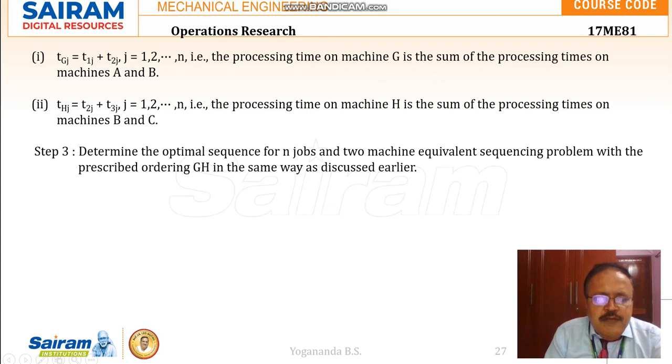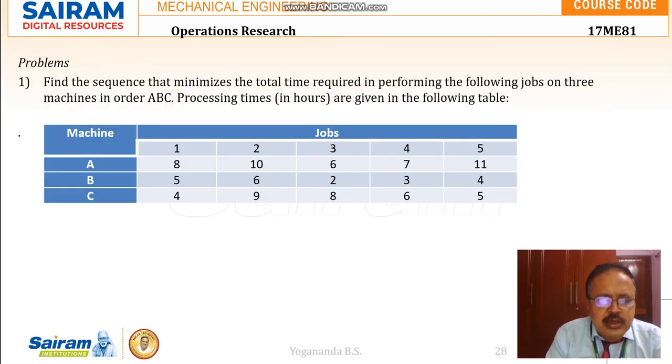Now we follow Johnson's algorithm as usual to determine the optimal sequence for n number of jobs, as discussed in the earlier case. Now we'll proceed to the numerical. Find a sequence which minimizes the total time required to complete all the given 5 jobs on the 3 machines A, B and C in the order A, B, C. The processing times are given in hours in the following table.